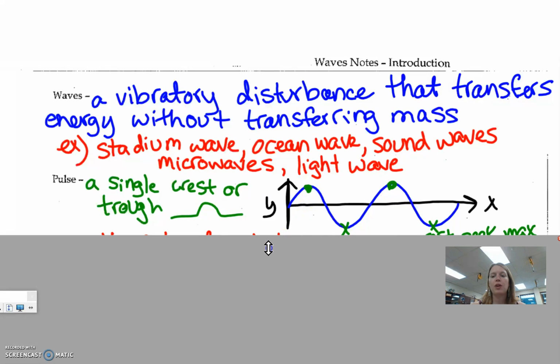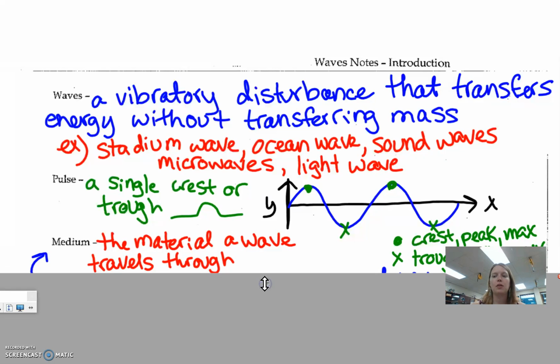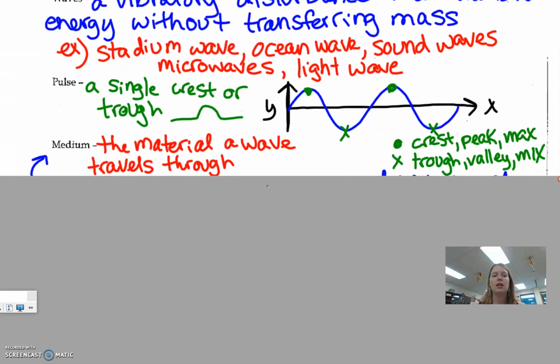These waves can travel through all sorts of stuff, and the material that a wave travels through is called a medium. I'm talking to you right now through air. So the sound wave is traveling and the energy is moving through the air. The medium in this case is the air. With a stadium wave, the medium is actually the people. With an ocean wave, the medium is the water. And then we'll talk a little bit about microwaves and light waves. They actually don't operate with a medium at all.